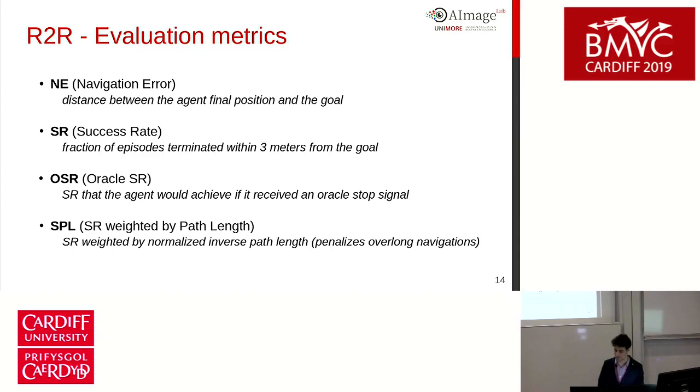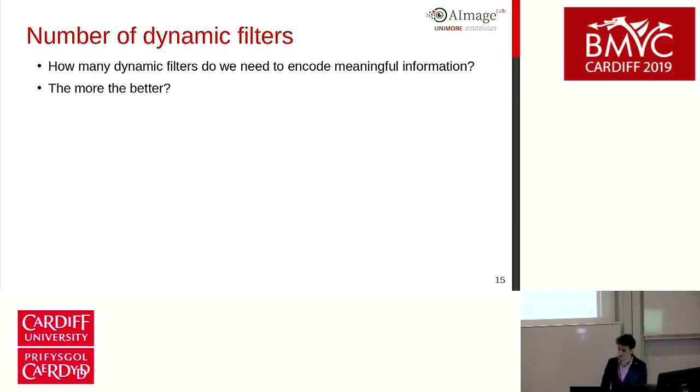The first of our experiments wants to test how many dynamic filters we need to encode meaningful information. Is it true that the more dynamic feature maps we have, the better the results?